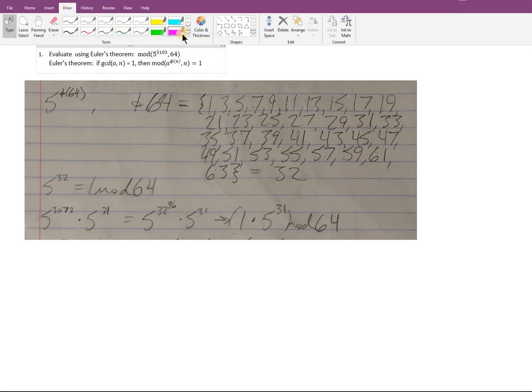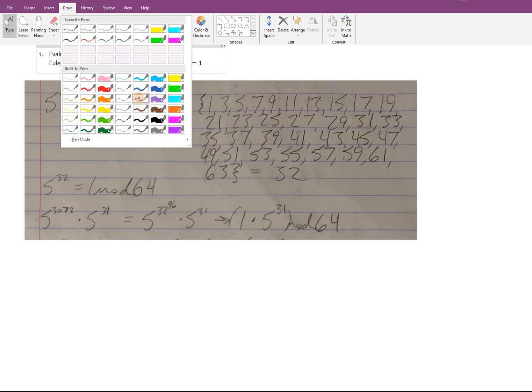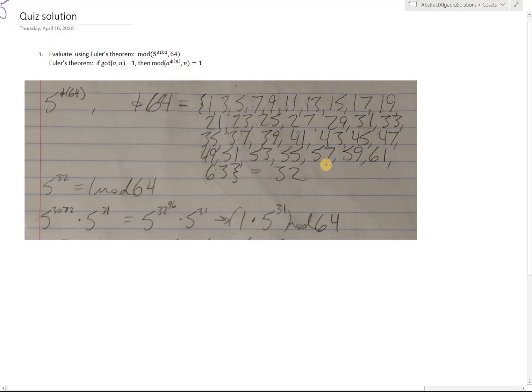32 odd numbers, rather. Okay? So that's what my phi is. The 32 is phi of 64. So let me just indicate that. This 32 is equal to phi of 64. All right, so we know that 5 to the 32 is congruent to 1 mod 64.